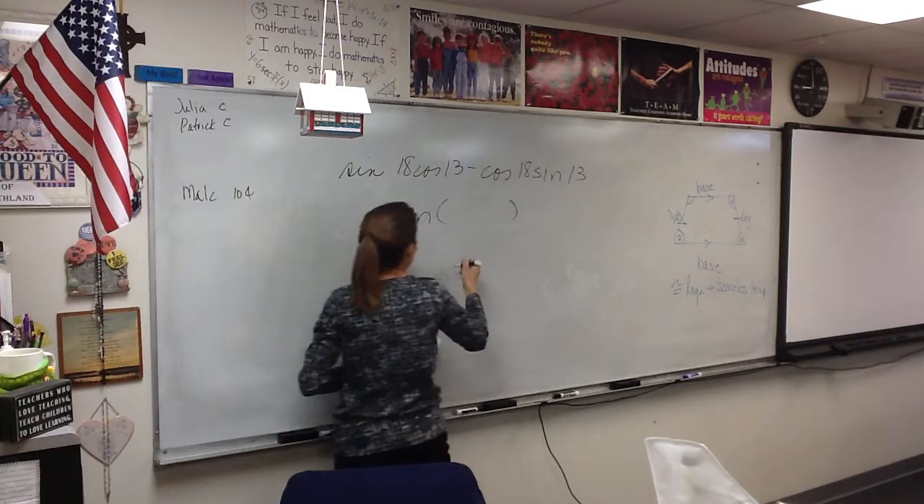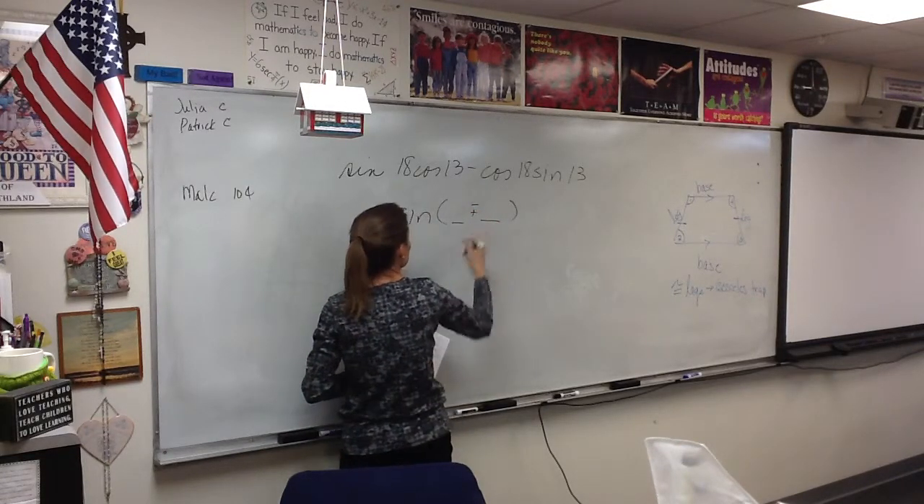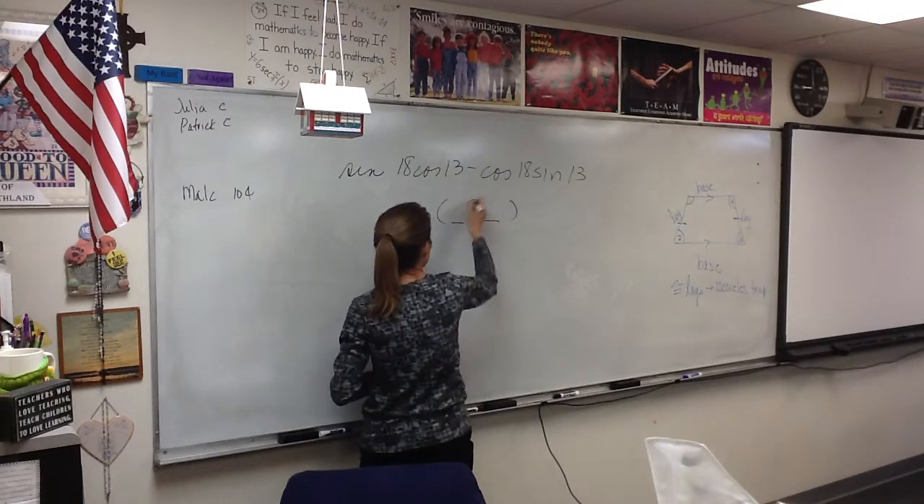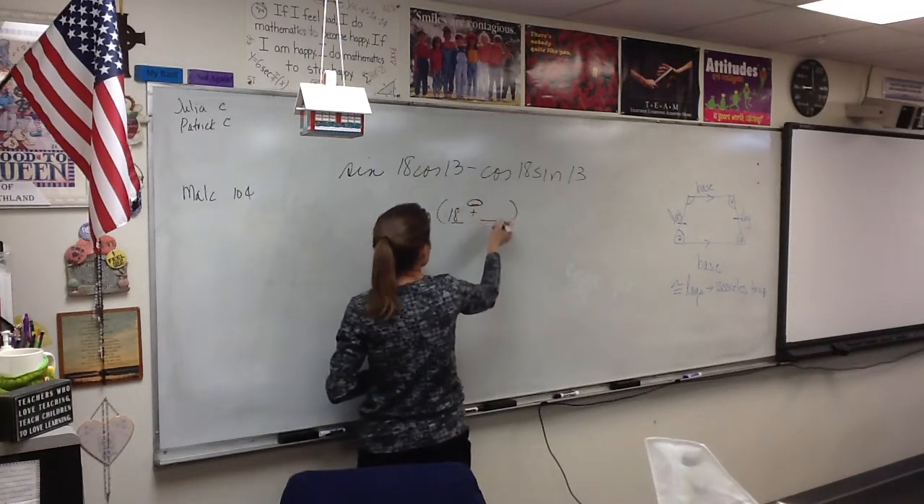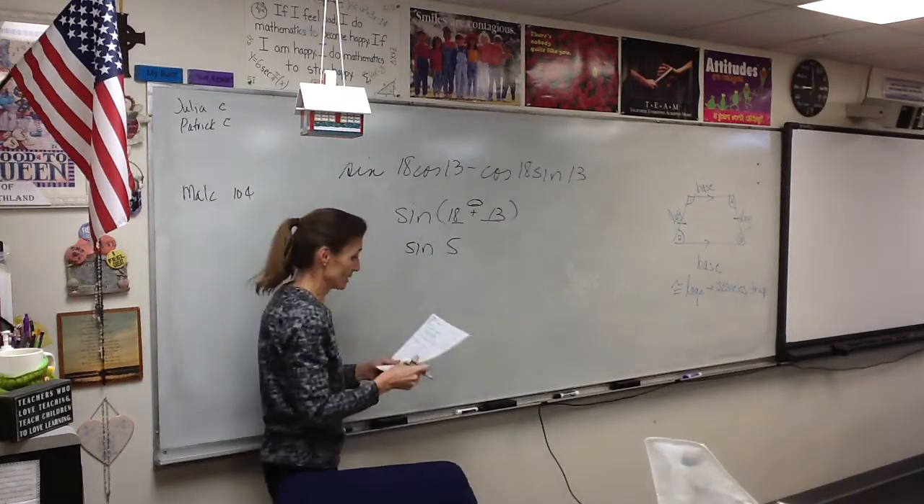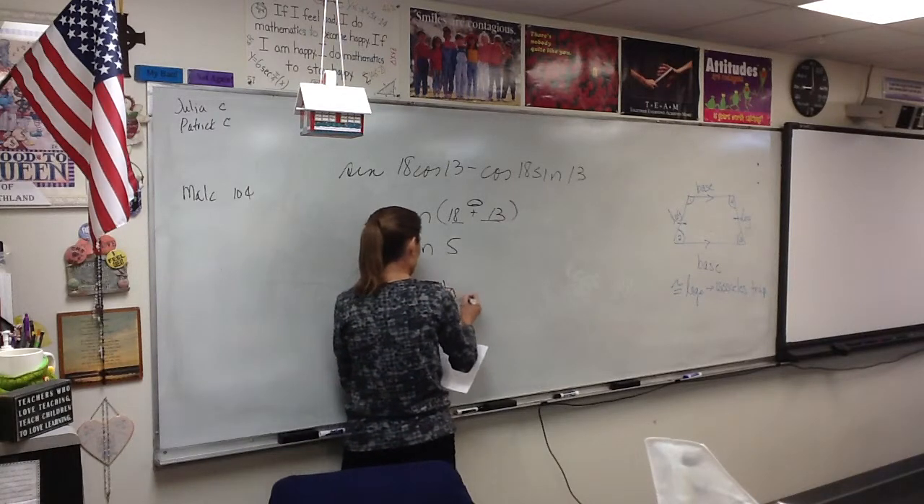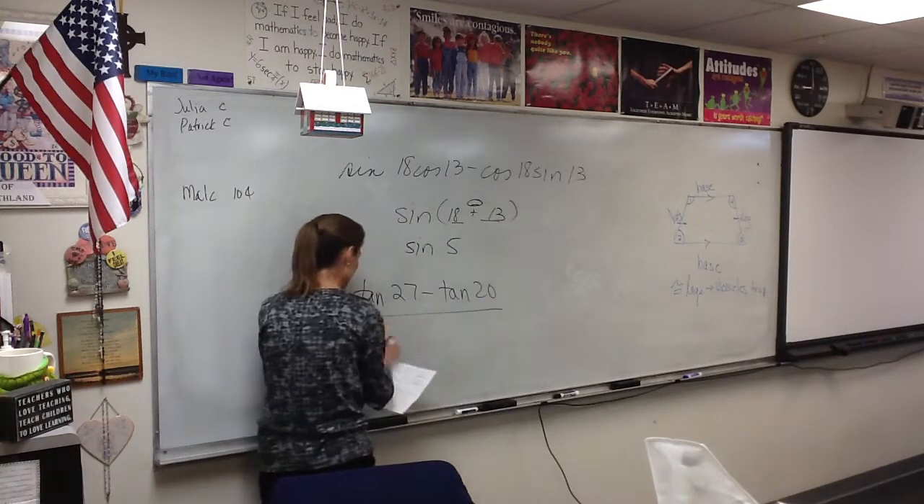So then you decide, is it something plus something or something minus something? Which one is it? Minus. This is a minus. And the somethings are 18 and 13, so the answer is sine 5. Any question about that? All right, next.